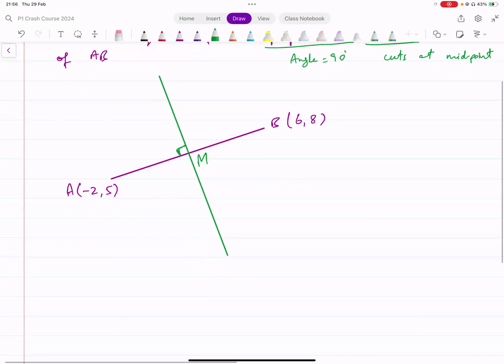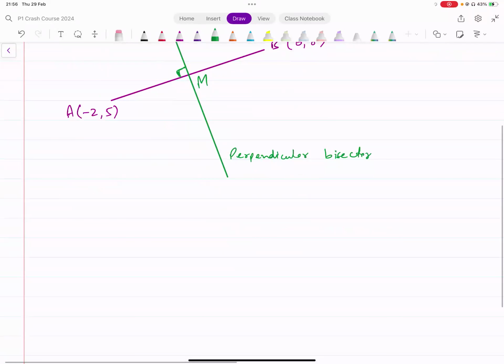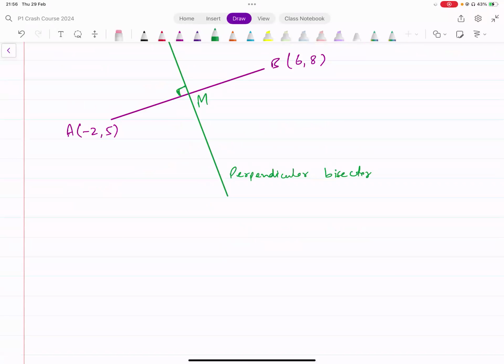How do you find the equation of this line? You need two things to find the equation of any line. It's a straight line, right? The perpendicular bisector is also a straight line. In order to find the equation of any straight line, you need two things. One, a point on the line, and number two, the gradient of the line. How can you find a point lying on this line? This midpoint lies on the line, so you can find the midpoint of A and B. Okay, let's start with that. How do you find the midpoint of AB? M is the midpoint of AB.